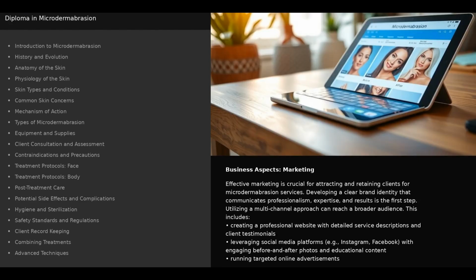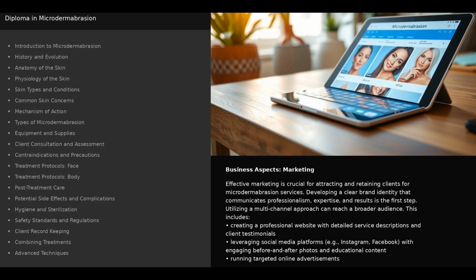Business aspects. Marketing. Effective marketing is crucial for attracting and retaining clients for microdermabrasion services. Developing a clear brand identity that communicates professionalism, expertise, and results is the first step. Utilizing a multi-channel approach can reach a broader audience.